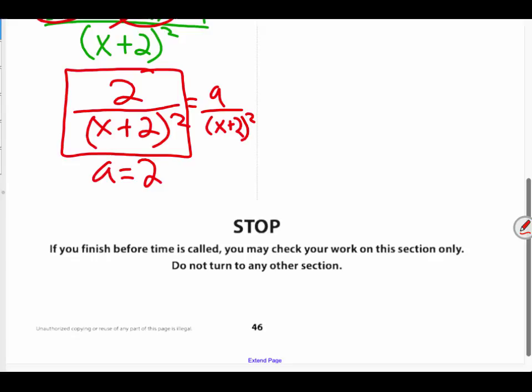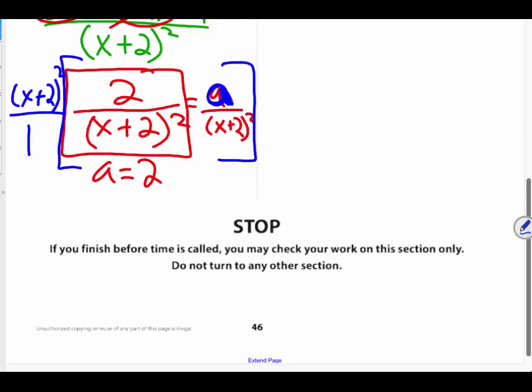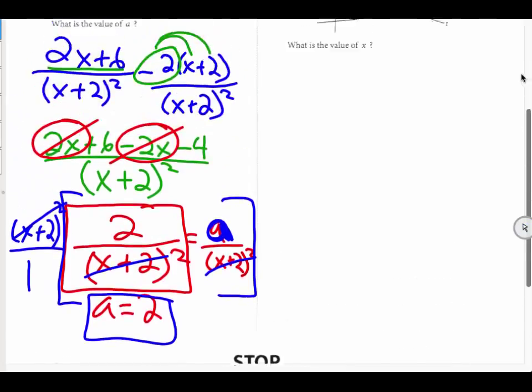And so, basically, it has to equal a. This is an a, not a 9. Maybe that's the confusion. That's an a, the variable a. And if that's the variable a over this stuff, and I have a 2 over here, you could say, well, if I multiply everything by x plus 2 squared, then this will cancel with this, and you're left with a equals 2. Okay? All right. So that's done with algebra.